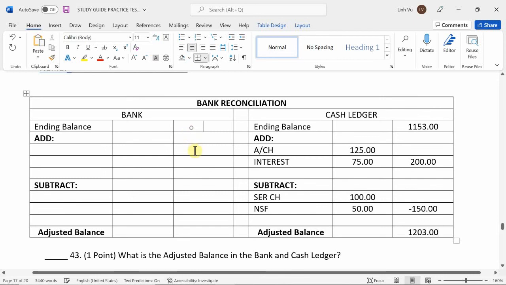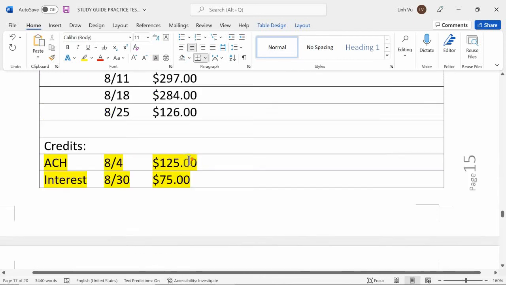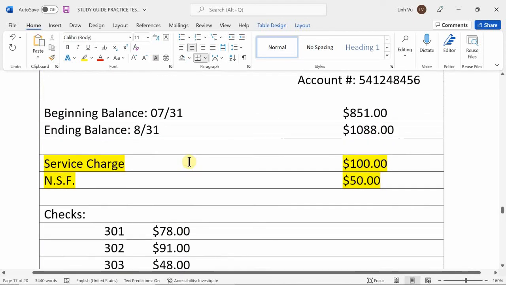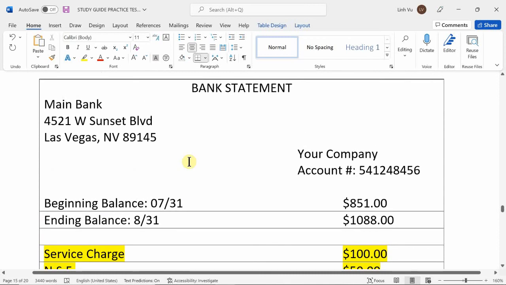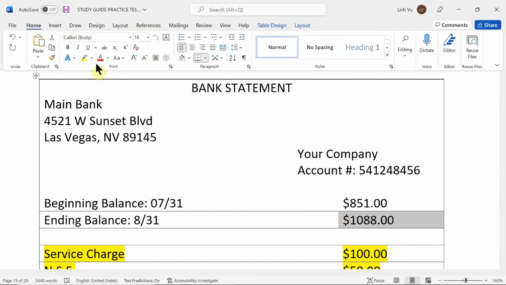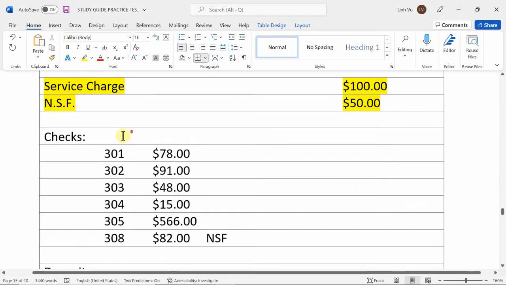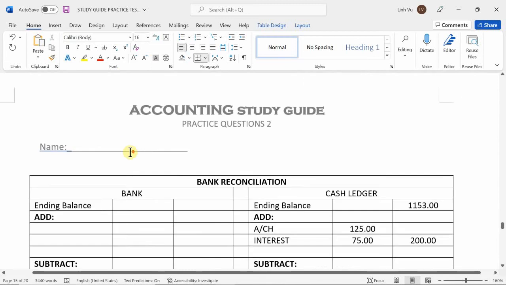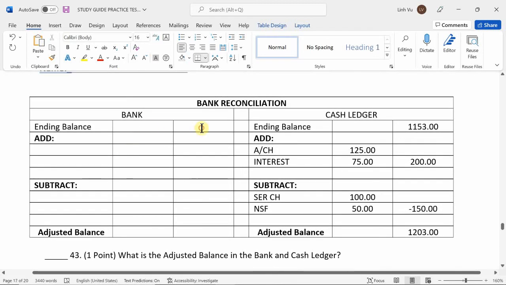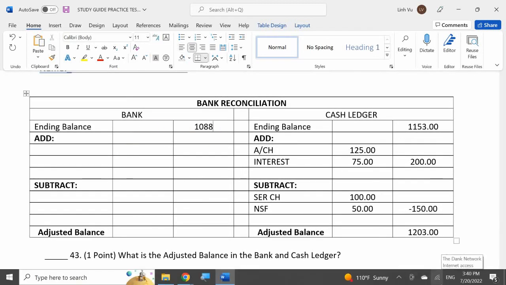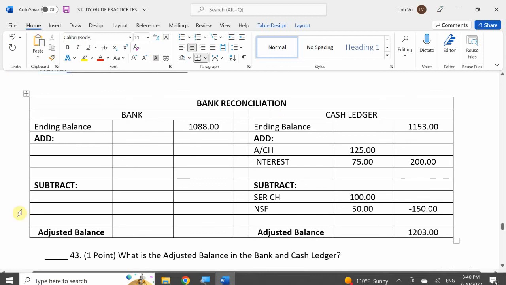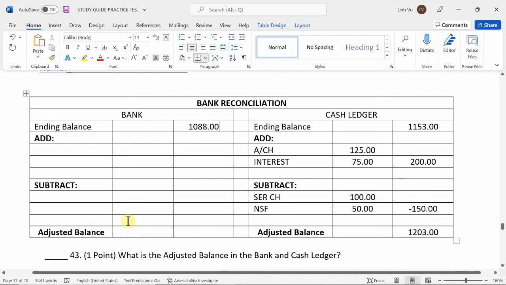So what is my ending balance in my bank account? Here's my bank statement. What's my ending balance? It's $1,088. So we got $1,088 as my ending balance. Okay. What do I need to add to my bank account?